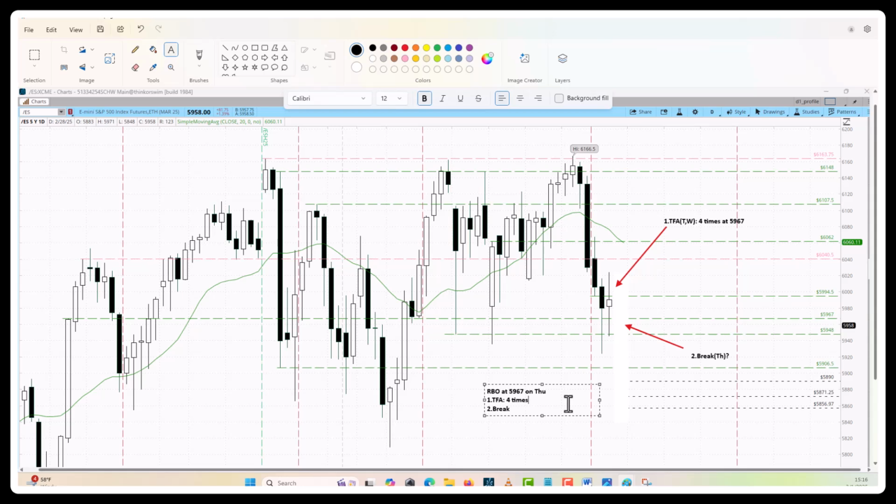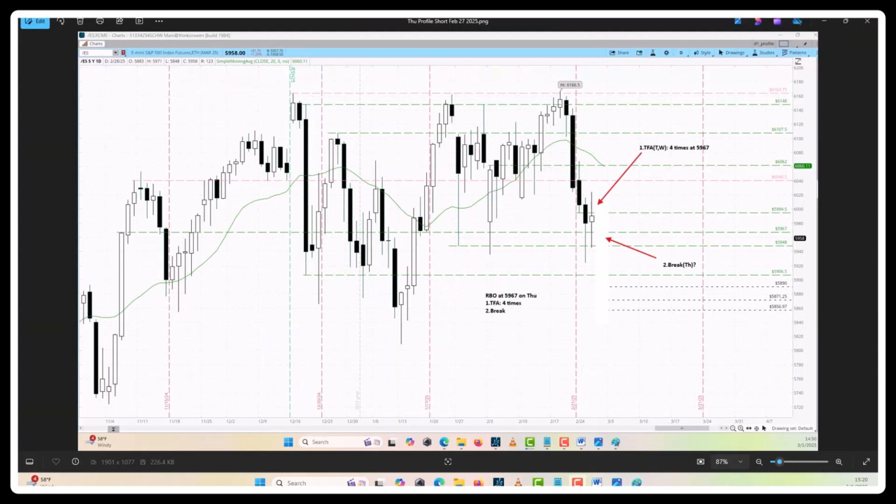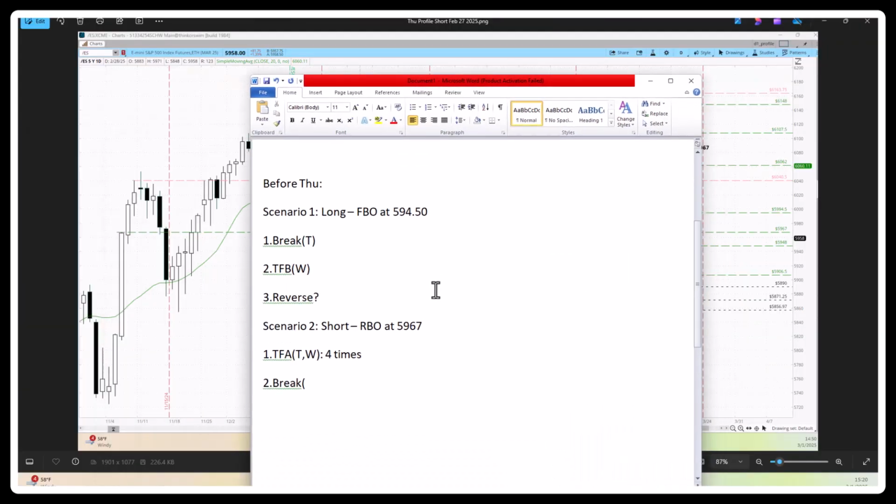Keep that in mind. All right, let's save it for now. All right, here's what we have. Before we go into Thursday, the 2 scenarios based on what we know. So it can go either way. The first scenario is a long false breakout at this level, 59.94, because we see the setup that it broke and tested from below. It broke on Tuesday and tested on Wednesday, then we anticipate a reverse on Thursday.